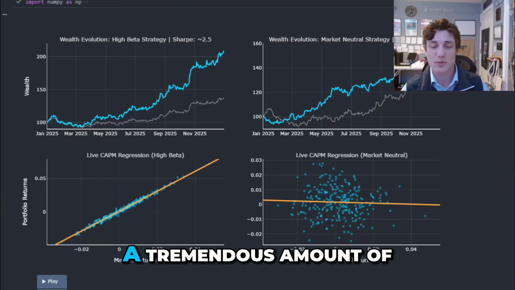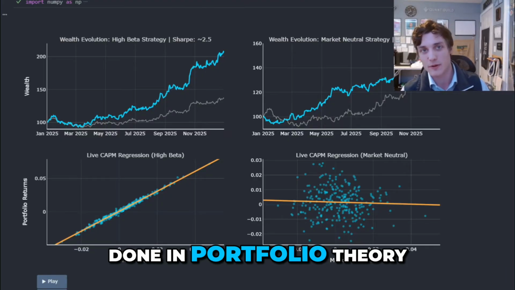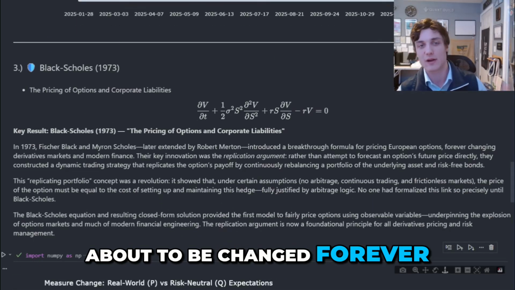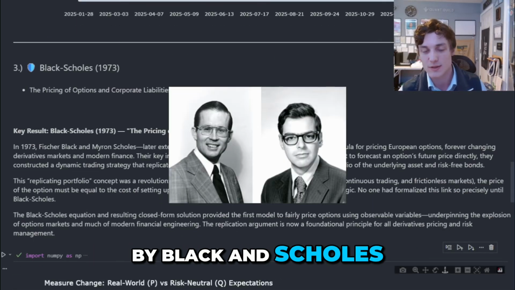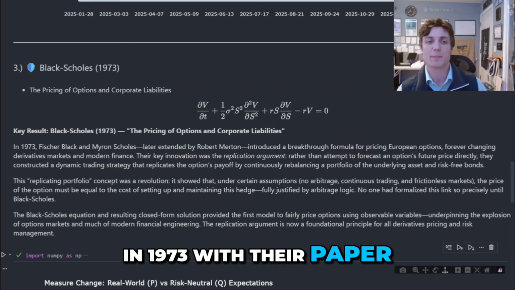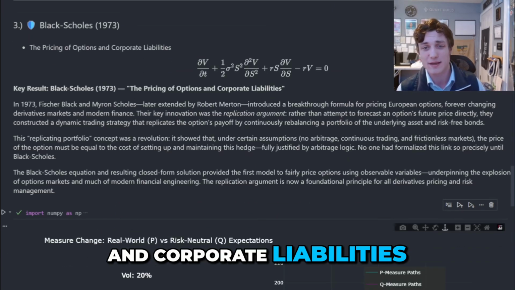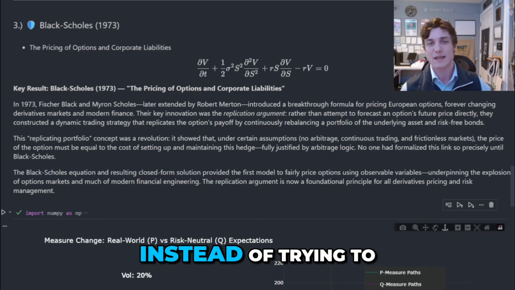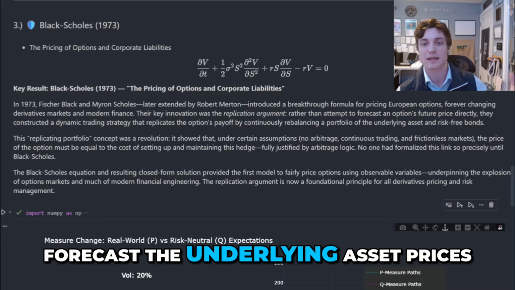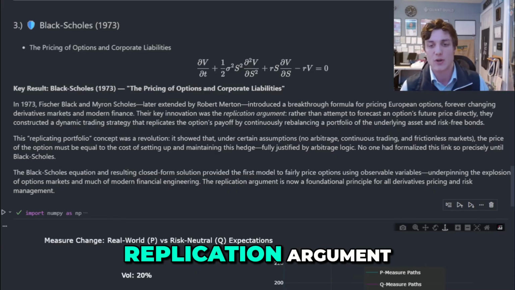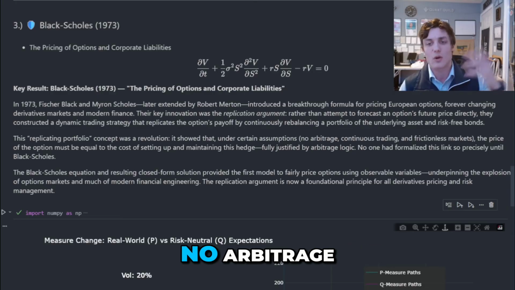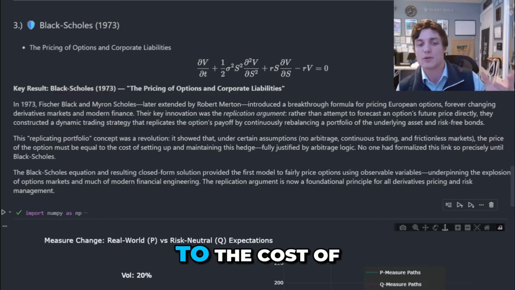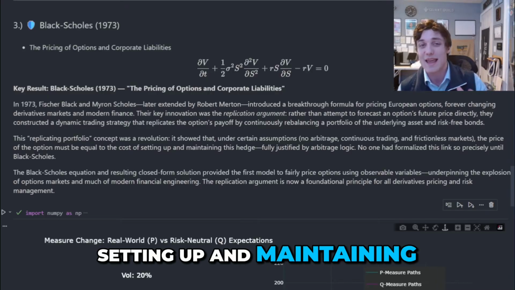By the 70s, a tremendous amount of work had already been done in portfolio theory and asset pricing, but the world was about to be changed forever, and that is, of course, by Black-Scholes in 1973 with their paper, The Pricing of Options and Corporate Liabilities. Now, the innovation came from the portfolio replication argument. Instead of trying to forecast the underlying asset prices, what they did was come up with this replication argument. In the assumptions of no arbitrage, continuous trading, frictionless markets, the price of the option must be equal to the cost of setting up and maintaining a hedge.